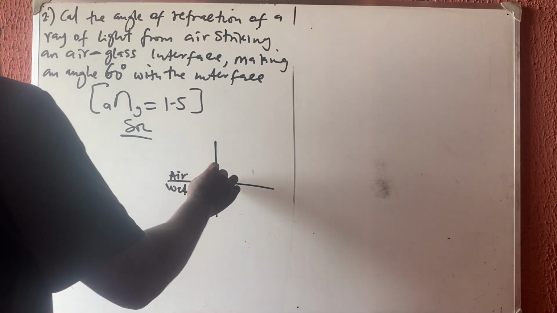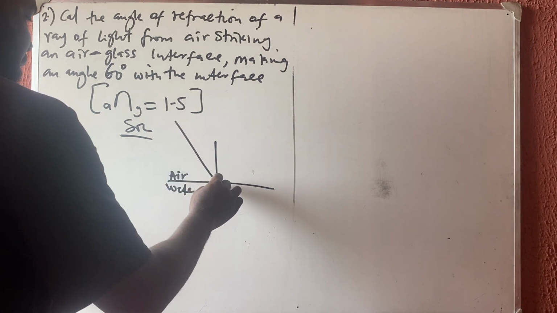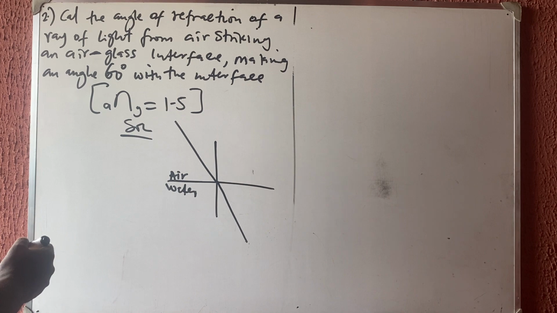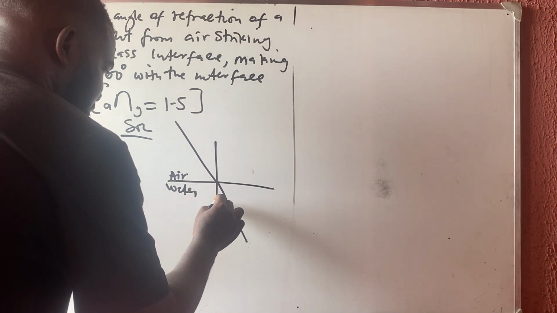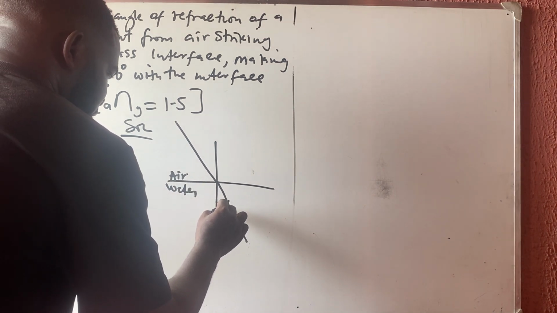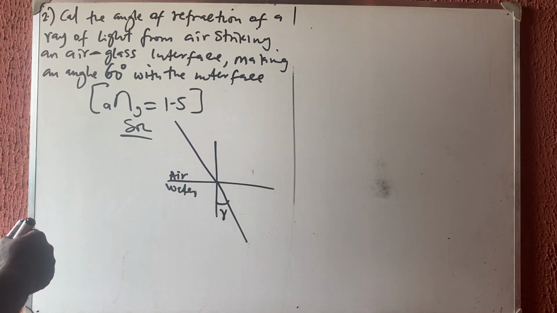Okay, I have that this is my incident ray, and then this is my refracted ray. And then they say to calculate the angle of refraction. Okay, this is what they are asking us. The angle of refraction, let me call it R.